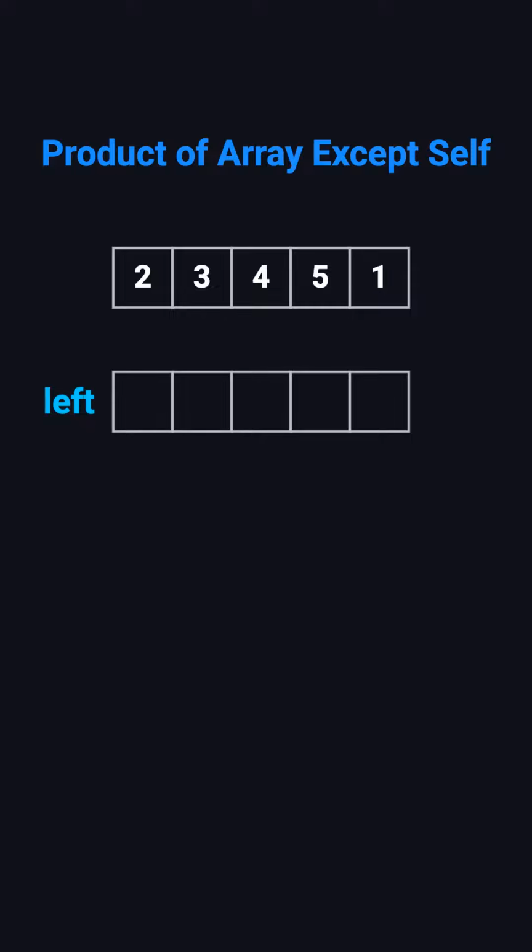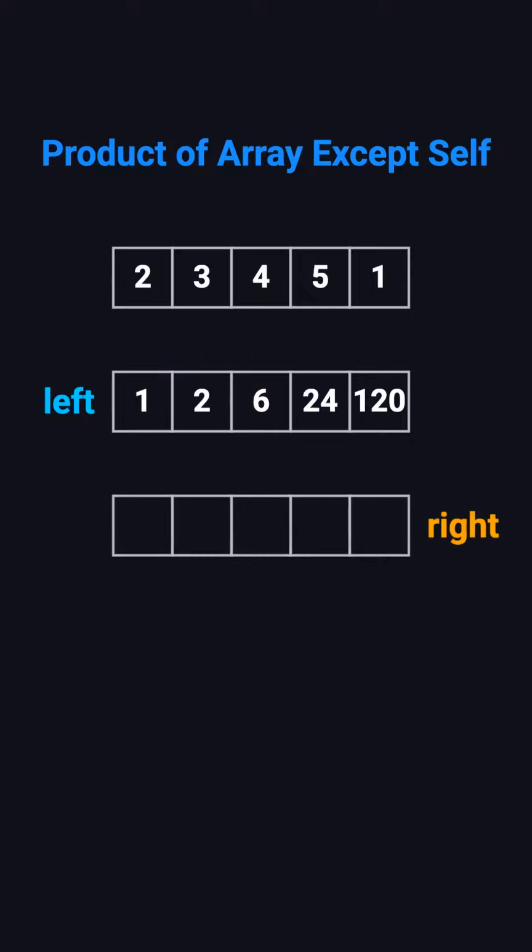Let's build a left array, also called the prefix product array, going from left to right. The rule is simple. Each entry equals the previous product times the previous number. At the first position, there's nothing on the left, so we put 1. At the second position, it's the previous product 1 times the previous number 2, which gives 2. At the third position, it's the previous product 2 times the previous number 3, which gives 6. Continue the same rule, and you can fill out the whole left array. This avoids repeated calculations, and each step runs in constant time.